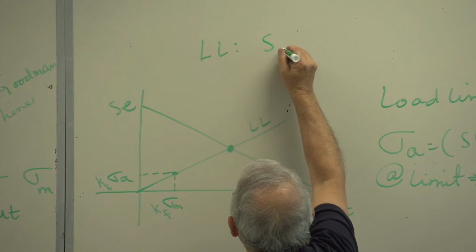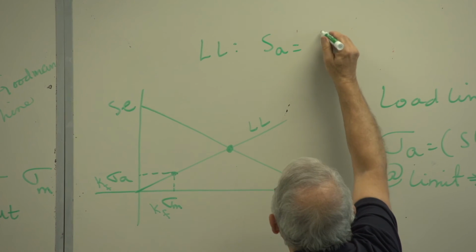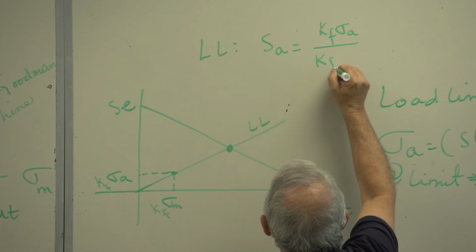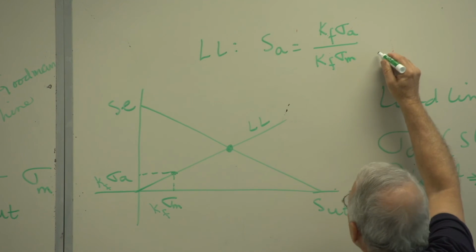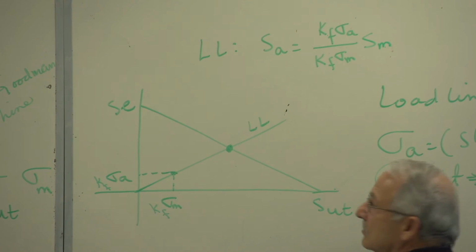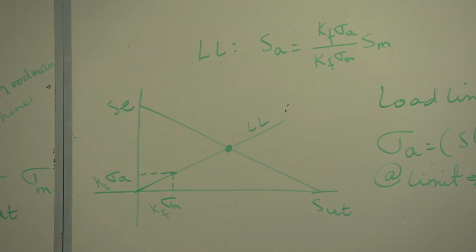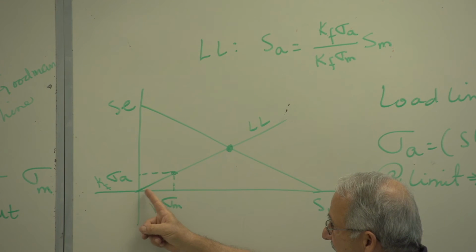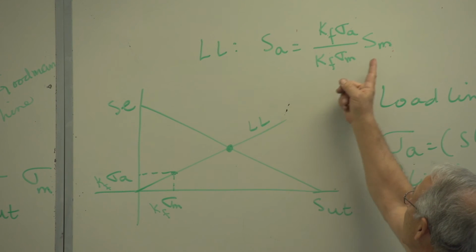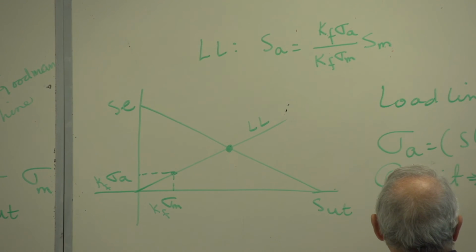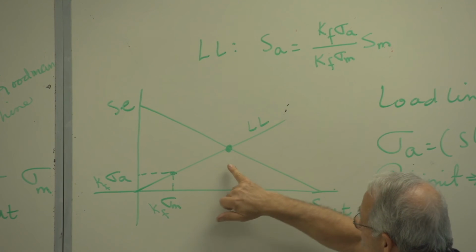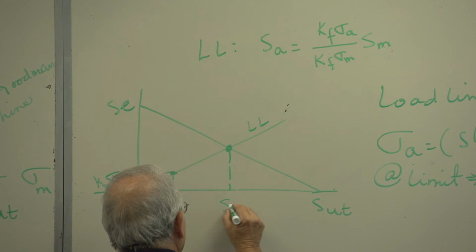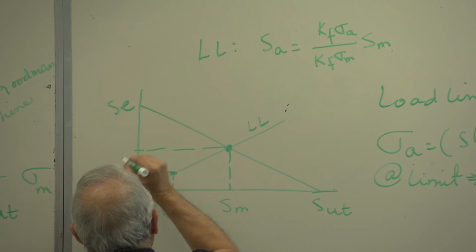Sa equals Kf sigma A divided by Kf sigma M times Sm. This is the slope of the line, that divided by that. That's Sm, or sigma M, but Sm because we're writing it for this point. This is Sm. That's Sa.